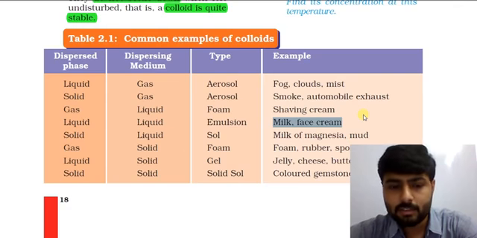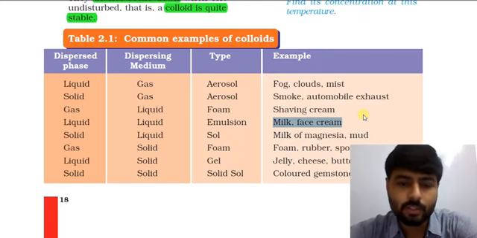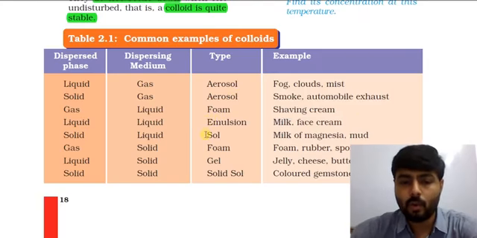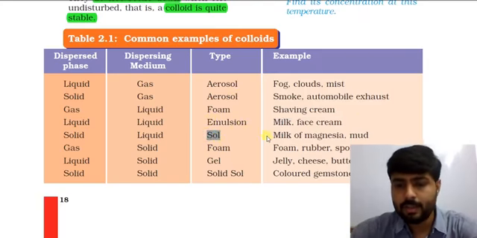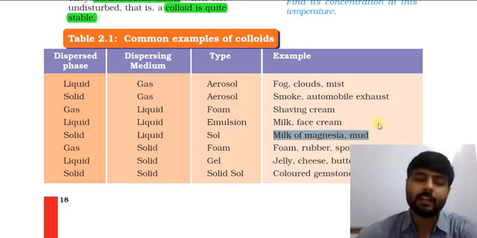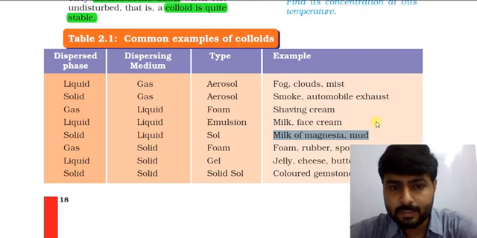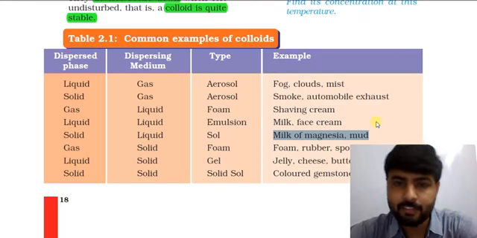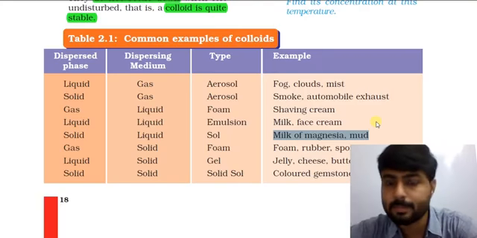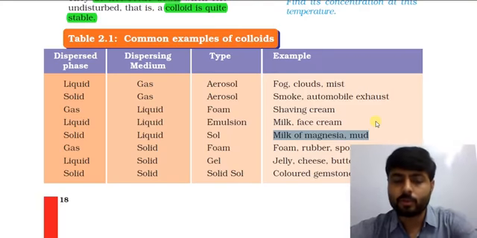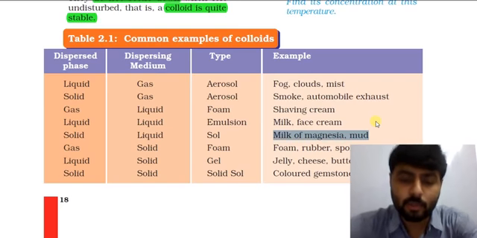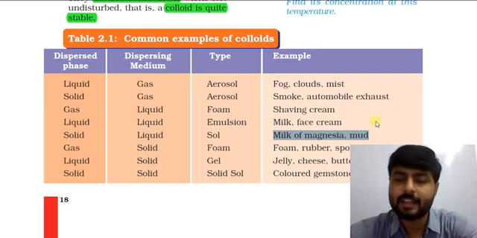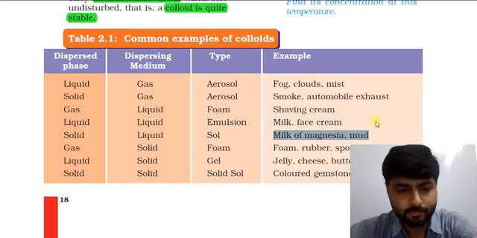After that we have solid in liquid type of colloidal solution, which we call as sol, and the examples of sol are milk of magnesia and mud, which means the dispersing medium is a liquid in which we have solid particles as the dispersed phase. So solid in liquid type of colloidal solution is known as sol, and the examples are milk of magnesia and mud.